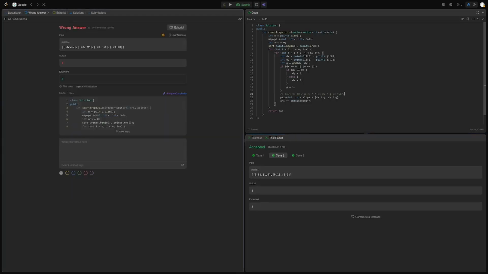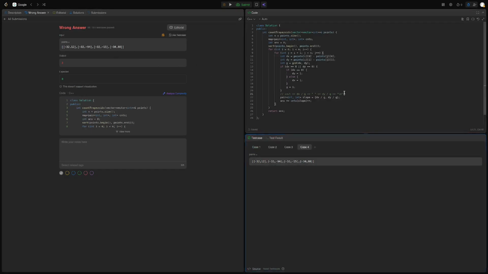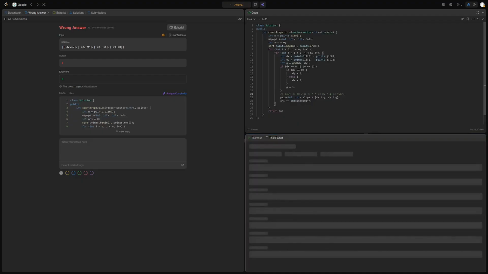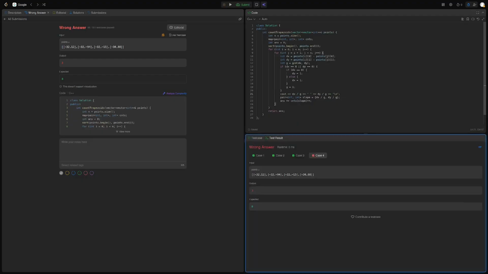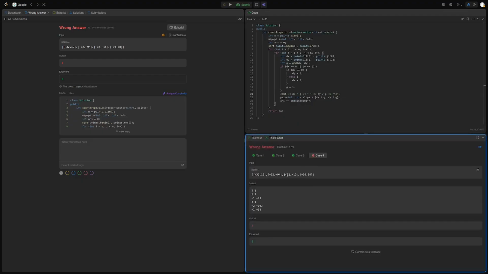Let's see. Okay, 66 cases, expected 0, output 3. That's great. Let's see. What the hell? Yeah, they cannot be collinear.